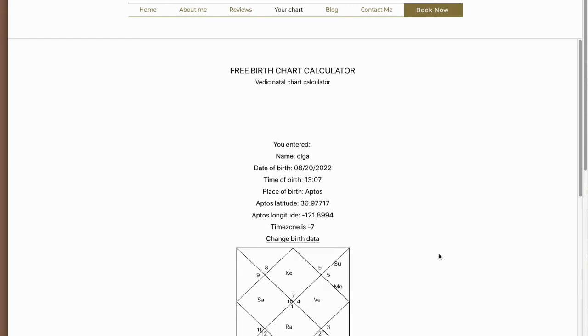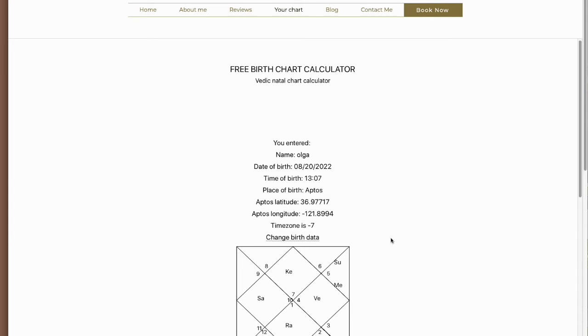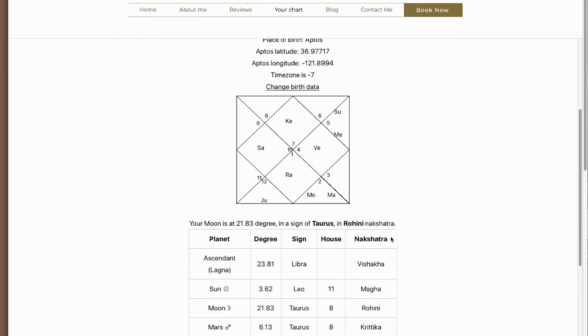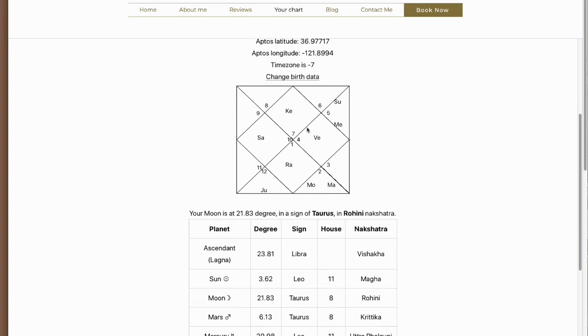The first thing you will do when it's created is verify that the latitude, longitude, and time zone look correct to you. So next, let's look at the chart. This first diamond right here is your first house. The number you see in the corner is the sign that occupies the first house. So, for example, this person has Libra rising and Ketu placed in the first house. Rising means Lagna or Ascendant. It's all the same thing, as it's mentioned here.